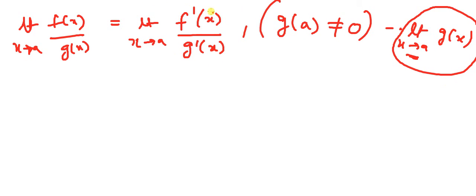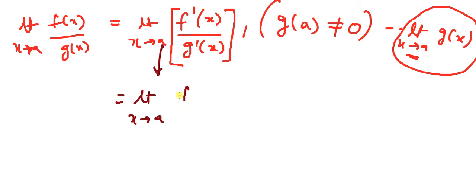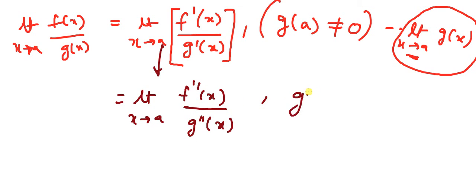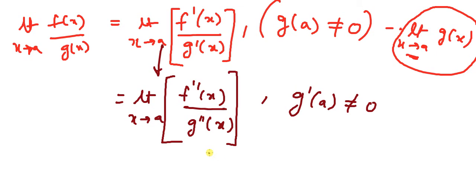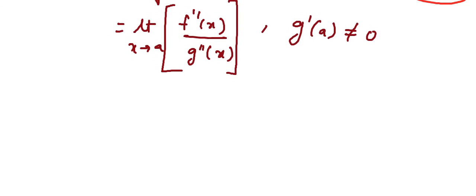Supposedly you get this whole quantity, and when you put x equal to a in this function, you again get 0 by 0 format or infinity by infinity format. Then you're going to further substitute it with f double dash of x over g double dash of x, provided g dash of a is not 0. Okay, so this is how you calculate, and watch my other videos on this L'Hospital rule.